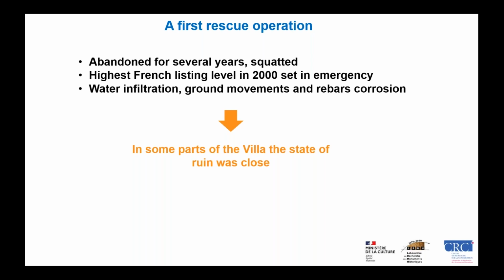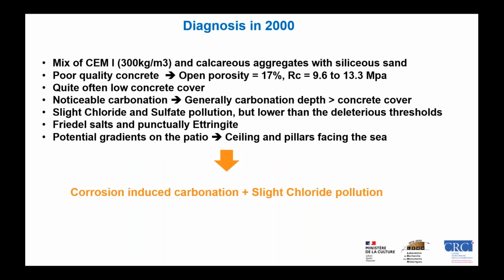We had water infiltration, ground movements, and rebars corrosion. In some parts of the villa, the state of ruin was close. So the diagnosis performed in 2000 showed a mix of cements with quite high amounts, calcareous aggregates with siliceous sand, a poor quality of the concrete, up to 17% of porosity, and which was more surprising, very, very low compressive strengths, that are more to do with calcareous stone than with concrete.